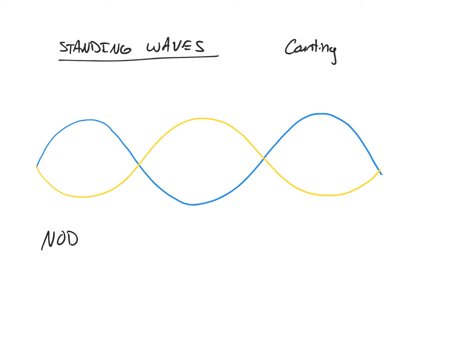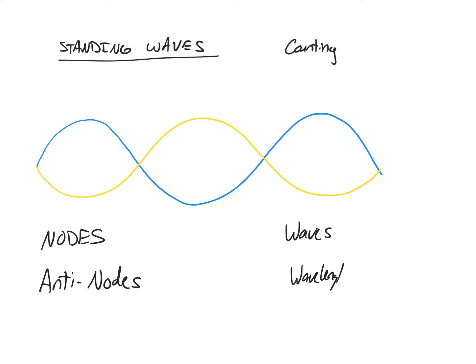I want you to now take the idea of nodes and antinodes and consider this wave here. We want to figure out how many waves are pictured in this picture, and we also want to know how many nodes and antinodes there are. That will help us determine wave speed, wavelength, and other calculations down the road.